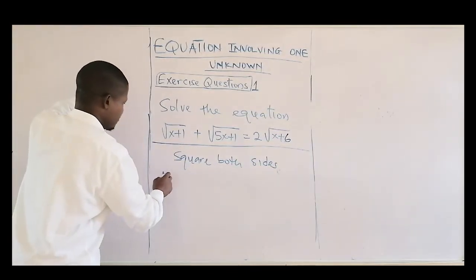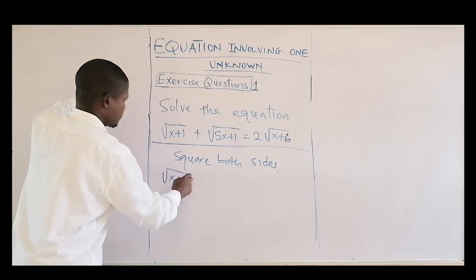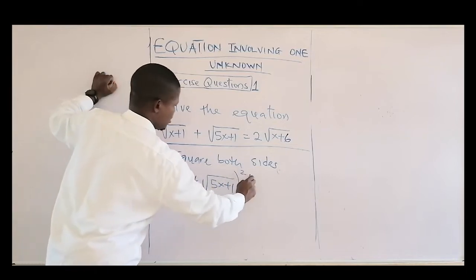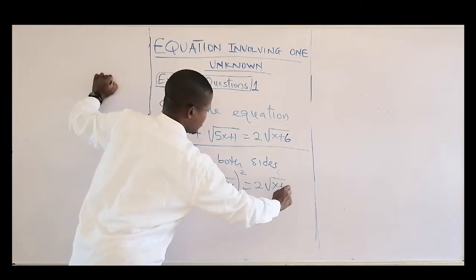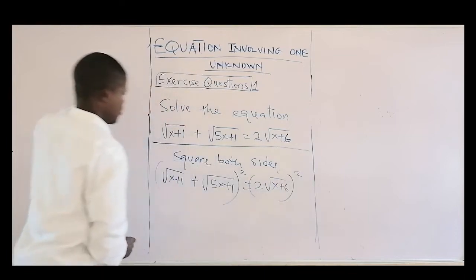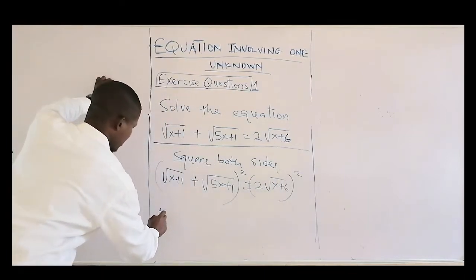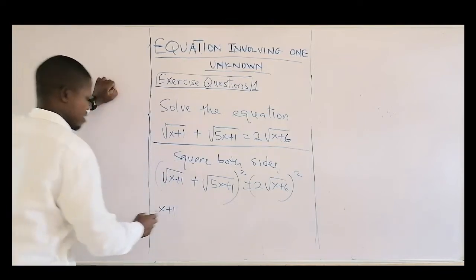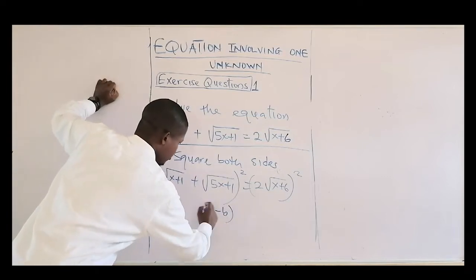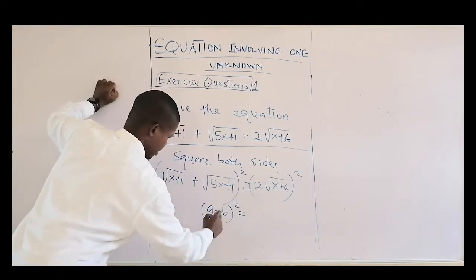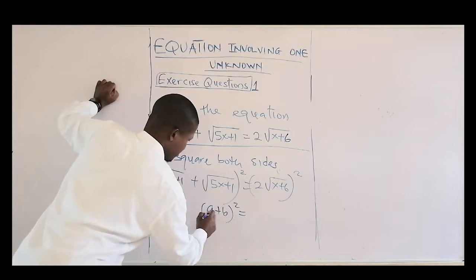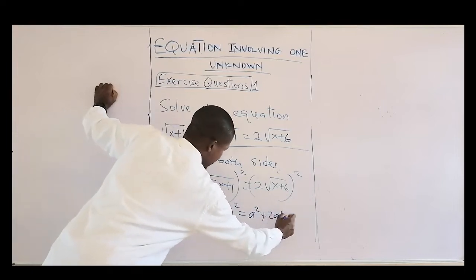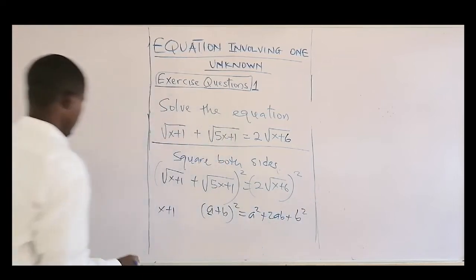Square both sides. So we're going to have this one plus this one plus 1, square this, equal to 2 of this, square this also. So we now have, we square this, we have x plus 1. The square root will go. Because we're using a plus b squared, this method, which will be a squared, then plus 2ab, then plus the last one, b squared.